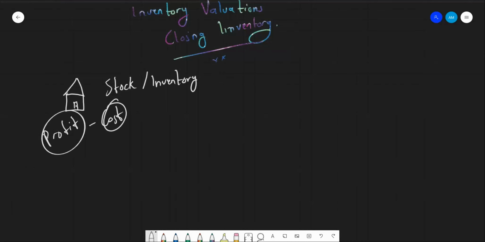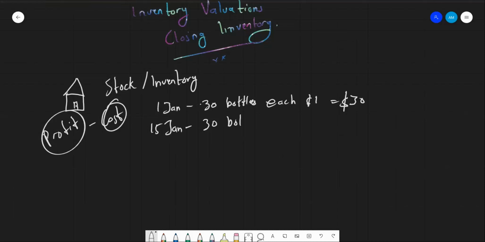So let's say on the 1st of Jan you bought your inventory. Let's say you sell bottles. You bought 30 bottles, right? And each was let's say $1, so your total cost was $30. Then let's say on the 15th of Jan you again buy 30 bottles, but now maybe your supplier gives you a discount, and gives you each bottle for $0.95.